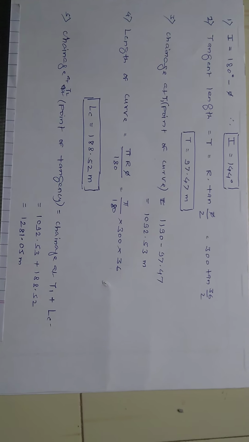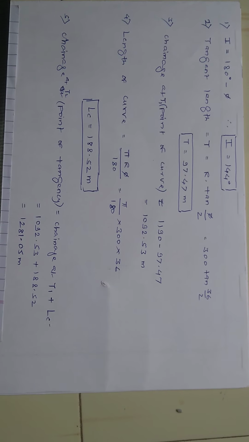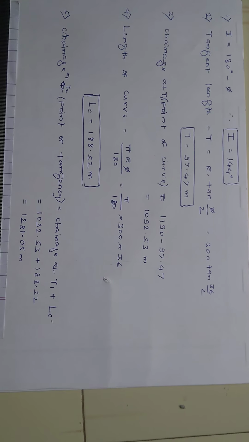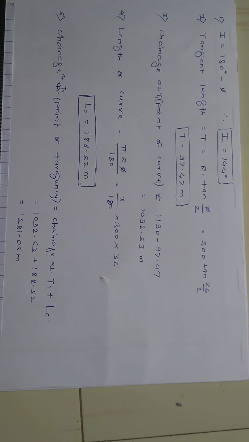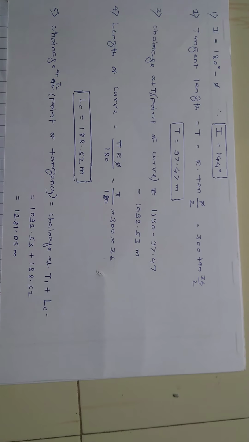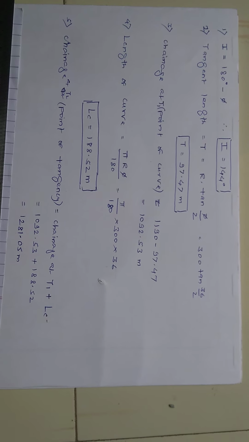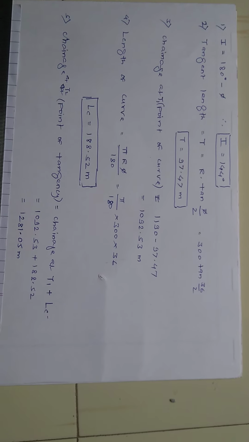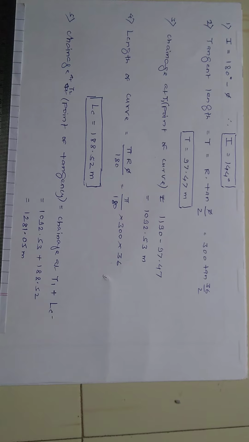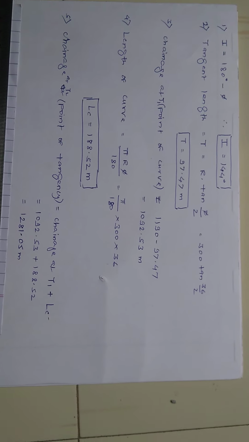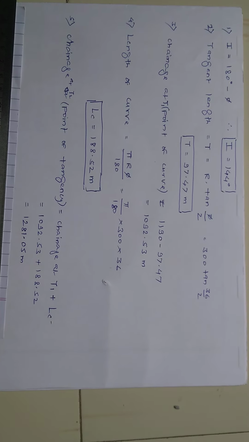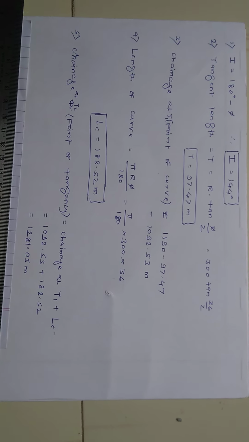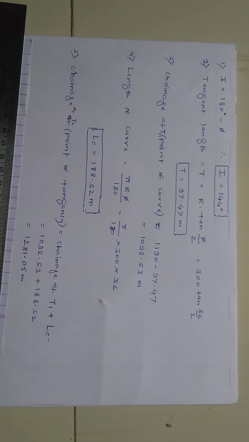Okay. Now the second one. Now in the second step I will calculate the tangent length. The tangent length will be equal to R into tan of phi by 2. Now in this case, as radius is given as 300 meter, 300 into tan of 36 degrees divided by 2 will give us the value of 97.43 meter. Now this is the tangent length. Now mark this tangent length on the back tangent and forward tangent, from the angle of intersection.